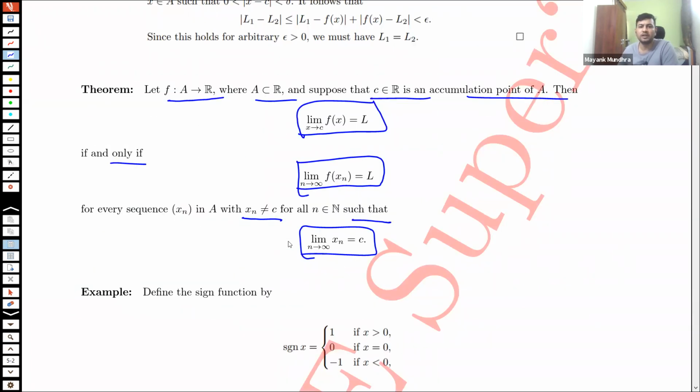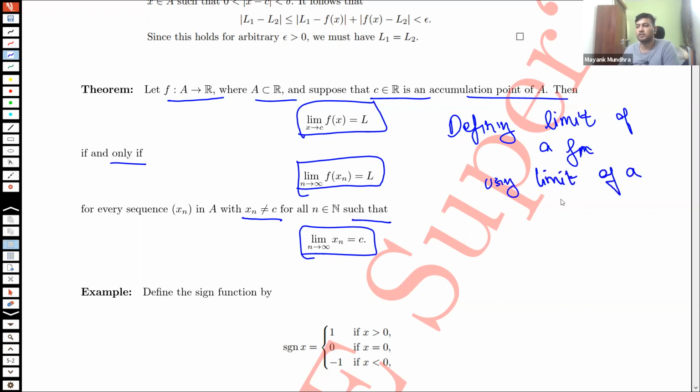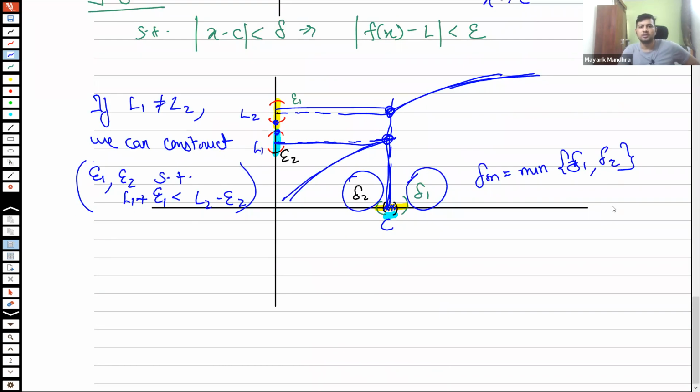Okay, so here what we are doing is defining limit of a function using limit of a sequence. Right, so we are defining limit of a function using limit of a sequence. So what are we saying here?